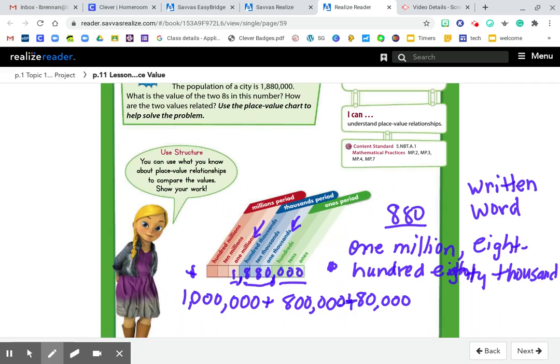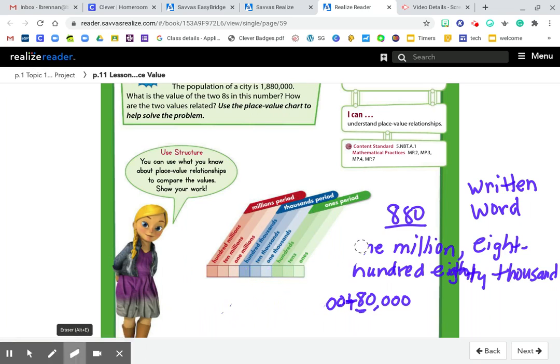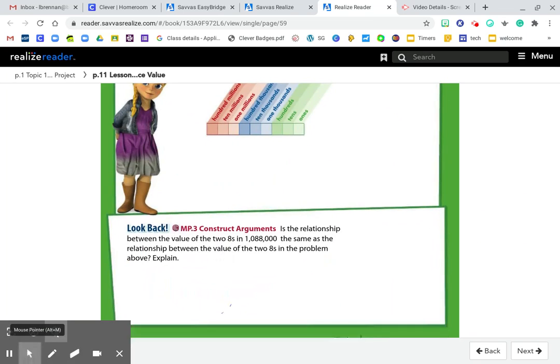So we want to know what are the values of the 8. So this 8 is 800,000, and this 8 is 80,000. So it's the same digit, but it's in a different place value. We kind of touched on that a little bit in the last lesson when we talked about exponents, and the lesson before that when we previewed what we're doing with this unit.